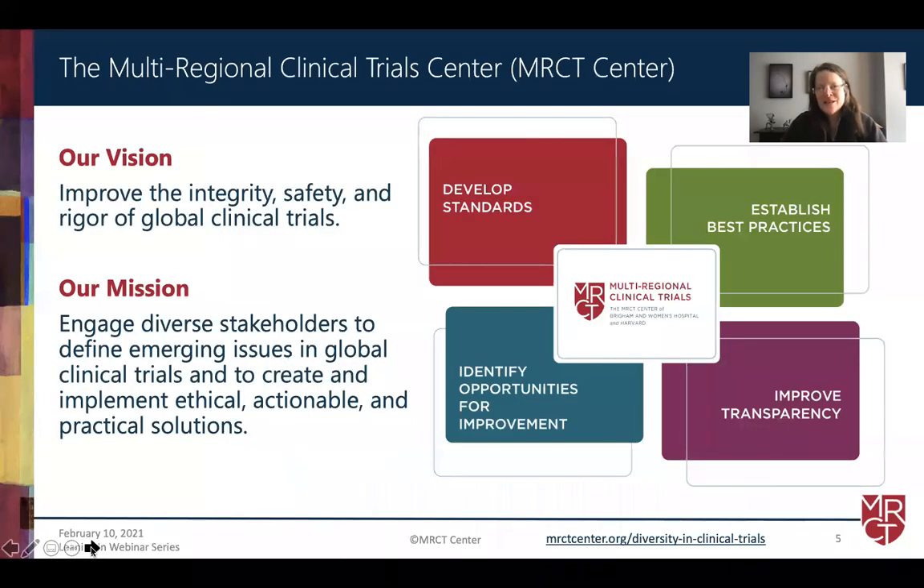The Multi-Regional Clinical Trial Center, for those of you who do not know, is a research and policy center based at Harvard and the Brigham that is dedicated to improving the safety, integrity, and rigor of global clinical trials. We do that work by engaging diverse stakeholders from pharma, CROs, academia, patient advocates, nonprofit organizations, and regulatory organizations and authorities to define emerging issues in global clinical trials, and then not just to define those issues, but to create and implement ethical, actionable, and practical solutions.